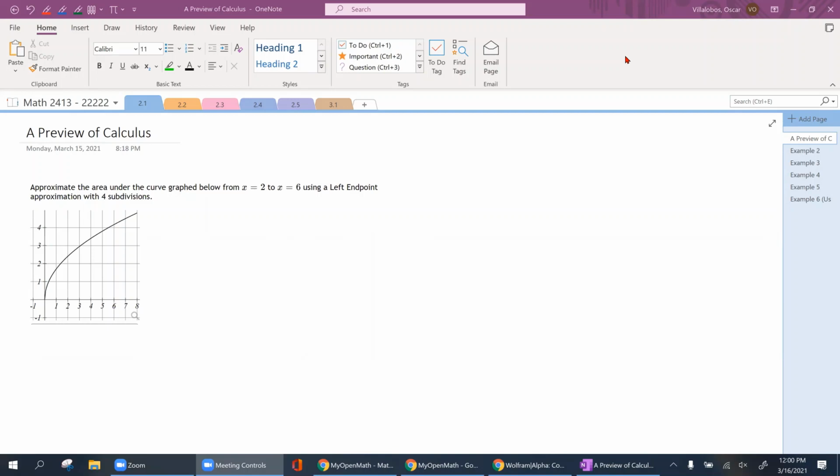Let's go ahead and get started with section 2.1 in your calculus book. It's going to be a preview of calculus: what is to come and what is expected of us. So let's get started.